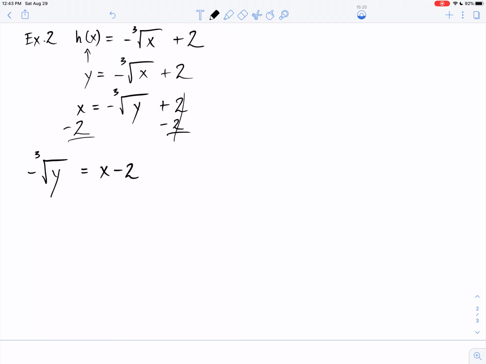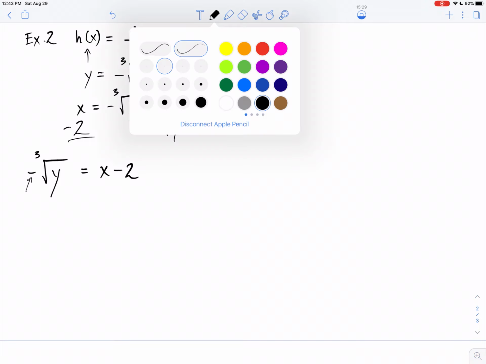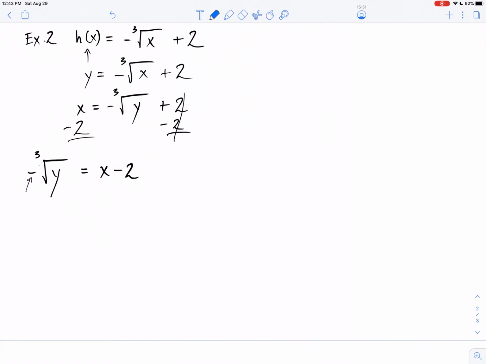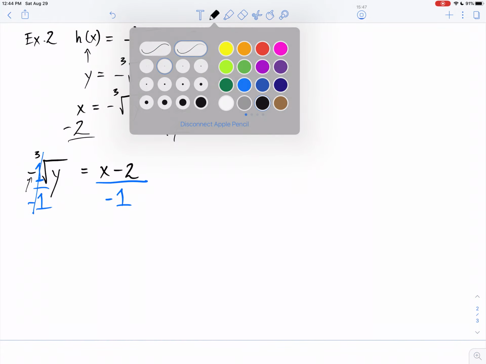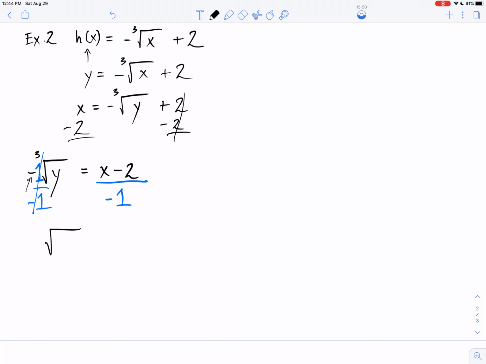I need to get the y by itself. I cannot cube both sides yet. I got to get this negative out of the way. Now this negative technically counts as being like a little -1 sitting here. So guess what? I'm going to divide both sides by -1. Over here it all cancels out, and I'm going to go back to a different black pen. And I'm going to say this is the cube root of y equals.